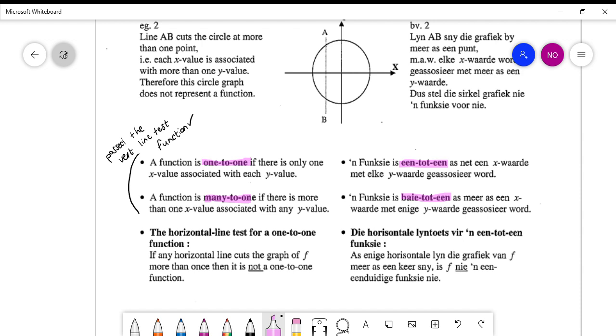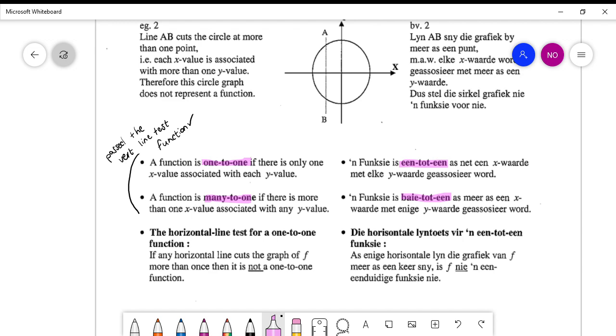Who can give me an example of a one-to-one function? A one-to-one function is when for each y value you only have one x value. Straight line. Another one? Exponential. Any ander ene? A hyperbole. Okay? The only many-to-one function that we have done thus far is the parabola. And I'll show you why now.